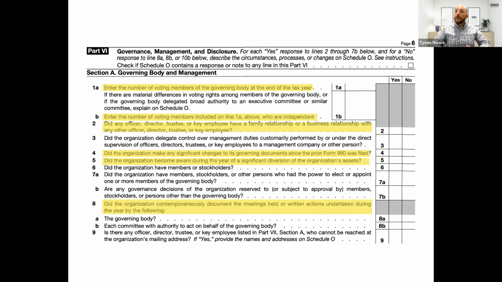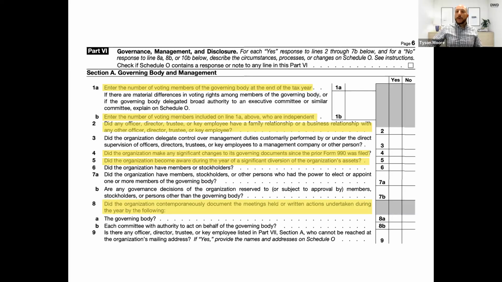Next question, number 5, is about fraud. The IRS is basically asking if you became aware of any significant diversion of the organization's assets, which means, did you have any theft during the year? If you look in the instructions of the 990, though, there is a dollar amount here, and I believe it's $10,000. So they only really want to know if there was a large amount of theft, and then you just need to explain what happened.